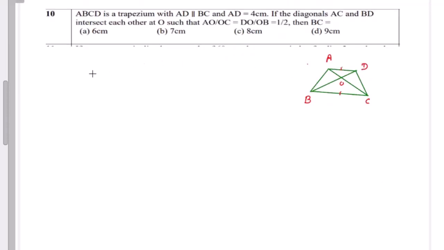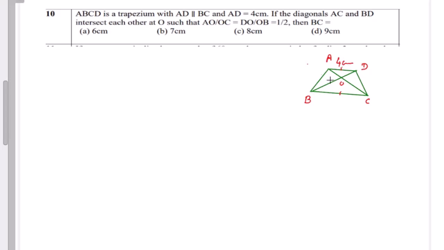Now in the 10th question, ABCD is a trapezium with AD parallel to BC. The diagram is not given, but this is the diagram. We are given one trapezium ABCD, and AD and BC are parallel to each other. The length of AD is equal to 4 centimeter.